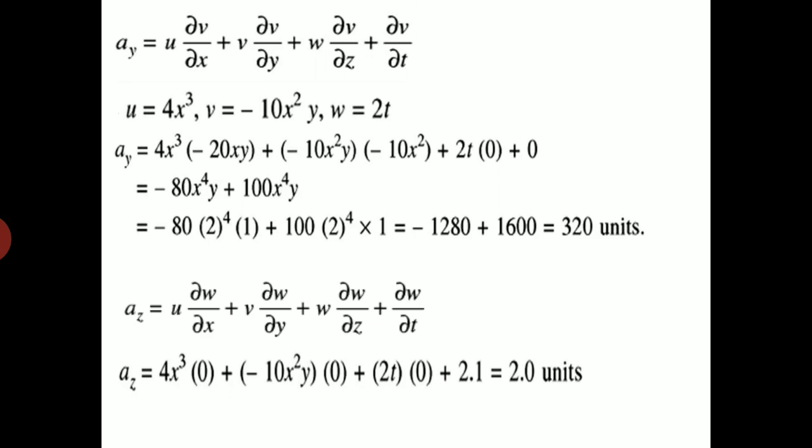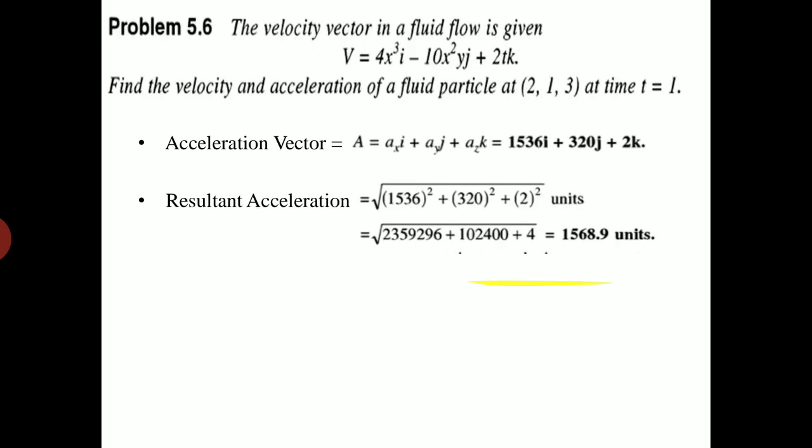So I hope all of you have got this, the components of acceleration in x direction, y direction, and z direction. But we need to calculate the acceleration vector and resultant acceleration also. So acceleration vector a bar is equal to ax i plus ay j plus az k, which is equal to 1536i plus 320j plus 2k. Similarly, substituting the values of ax, ay, and az, we will be getting the value as 1568.9. So I hope you have understood this numerical.